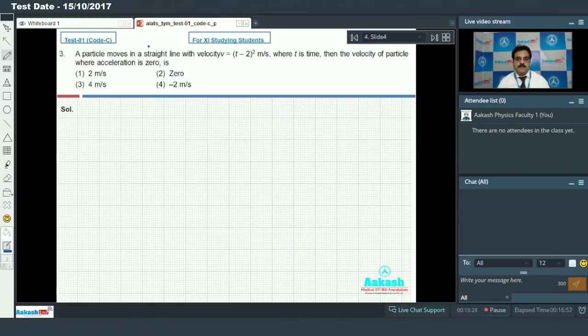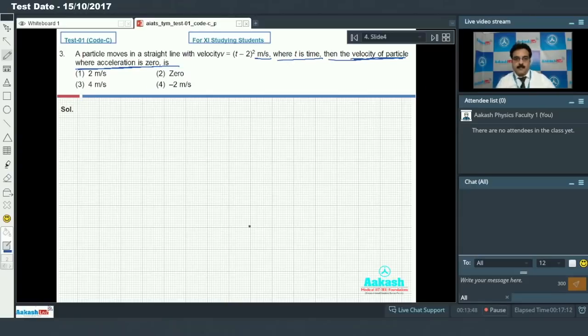A particle moves in a straight line with velocity (t minus 2) whole squared meter per second, where t is time. Then find the velocity of the particle where acceleration is 0. So look at the important point: the velocity of the particle where acceleration is 0.